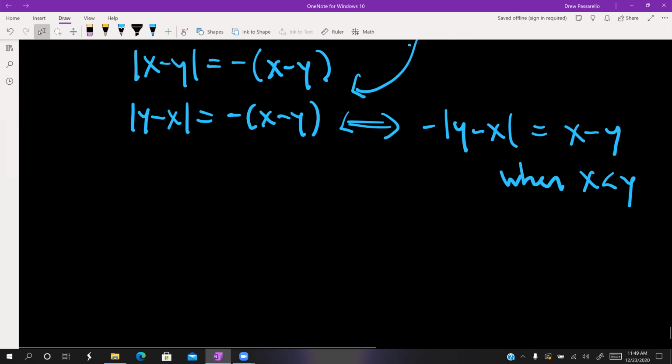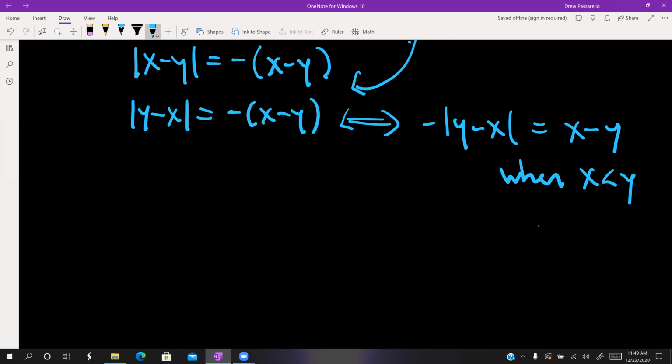All right, so I'm going to prove that the min of x and y is going to be equal to x plus y minus the absolute value of y minus x, divided by 2. So in this case, again, x is less than y. So if x is less than y, then the min of x and y is going to be equal to x.